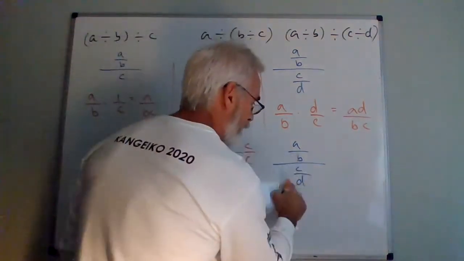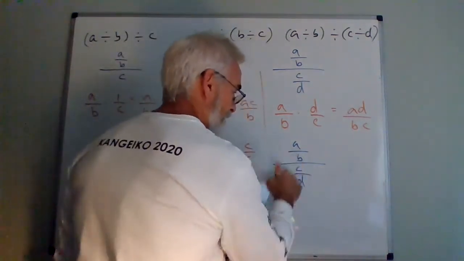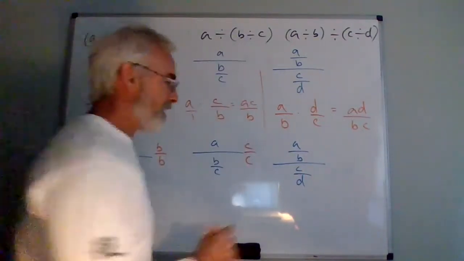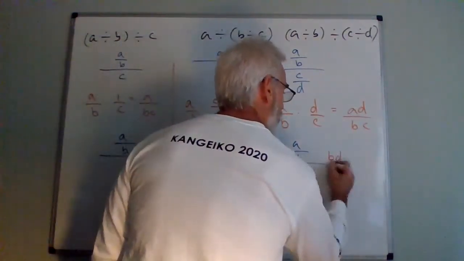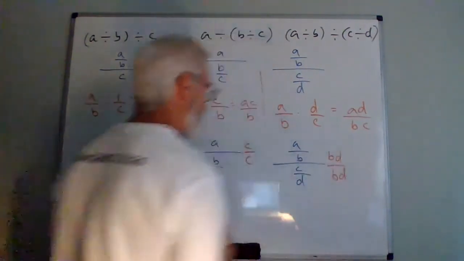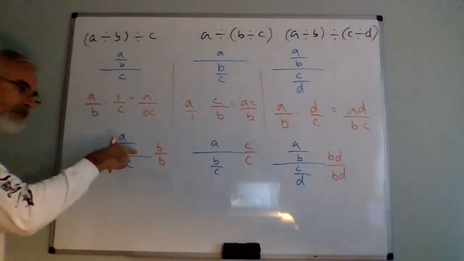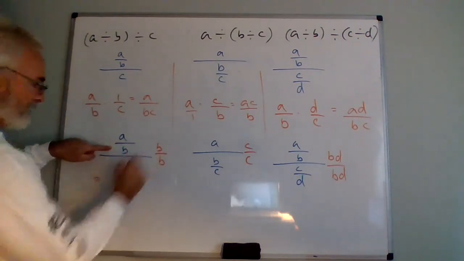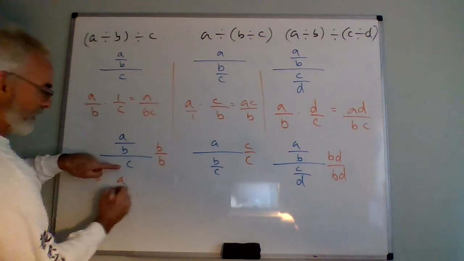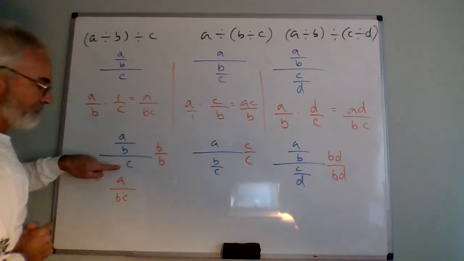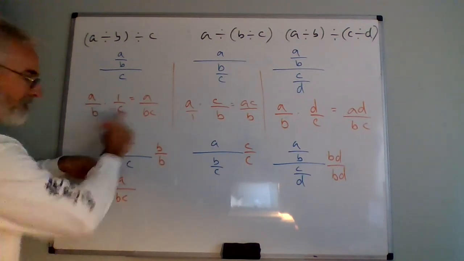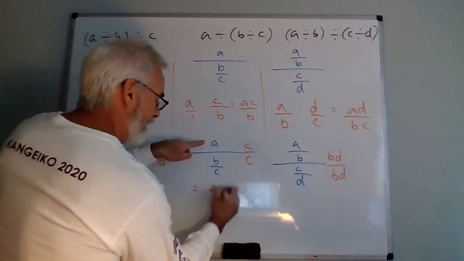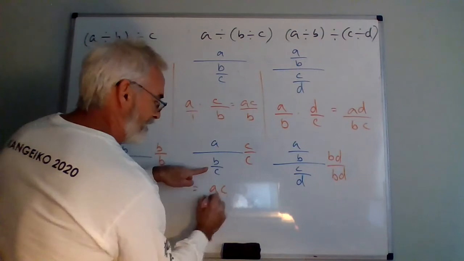Here I have 2 quotients with 2 denominators. So a common denominator would be simply B times D. So I'm going to multiply top and bottom by B times D. This is the single step I'm going to perform in this problem. When I perform this step, A over B times B is A, B times C is BC. Exactly 1 step, same answer. When I perform this step, I'm going to have A times C. B over C times C is simply B.